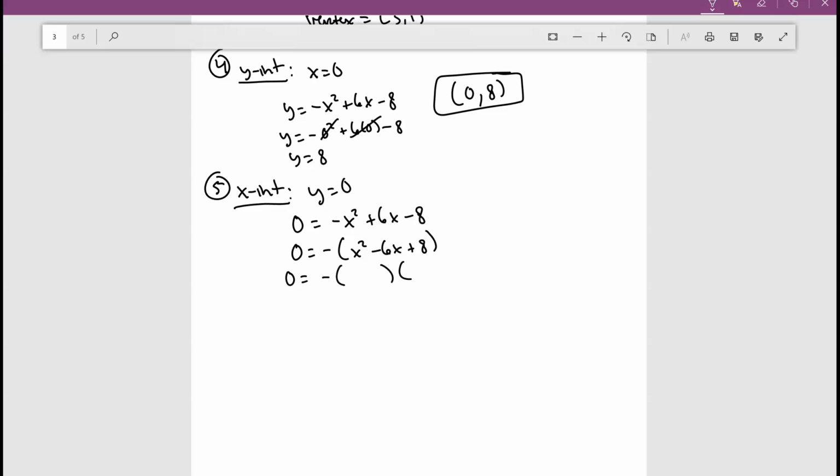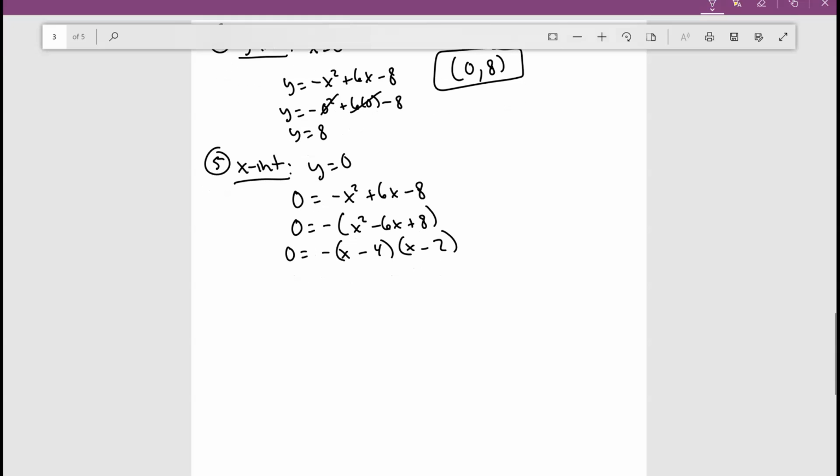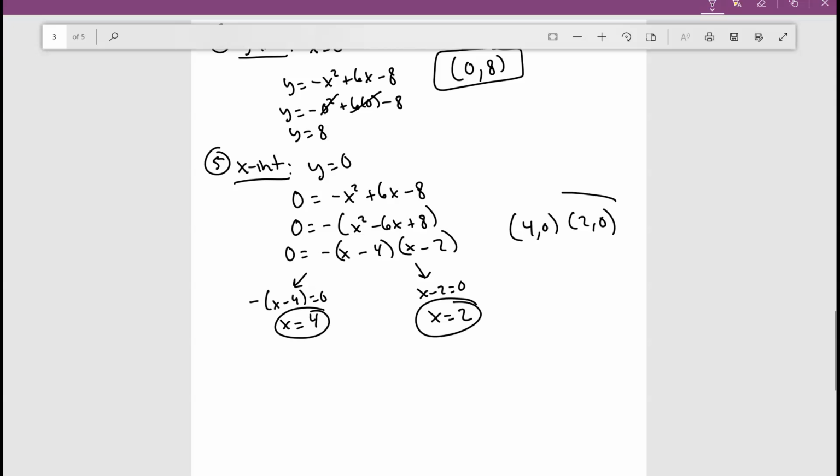So this is going to be the factored form, x and x. Here's a 4 and a 2. And in order for me to get this, it's going to be a negative and a negative. So solving them, this is going to be negative, x minus 4 equals 0, and then x minus 2 equals 0. The negative goes away, so I'm just going to be left with x equals 4. And here I'm going to be left with x equals 2. So my x-intercepts are 4, 0 and 2, 0.